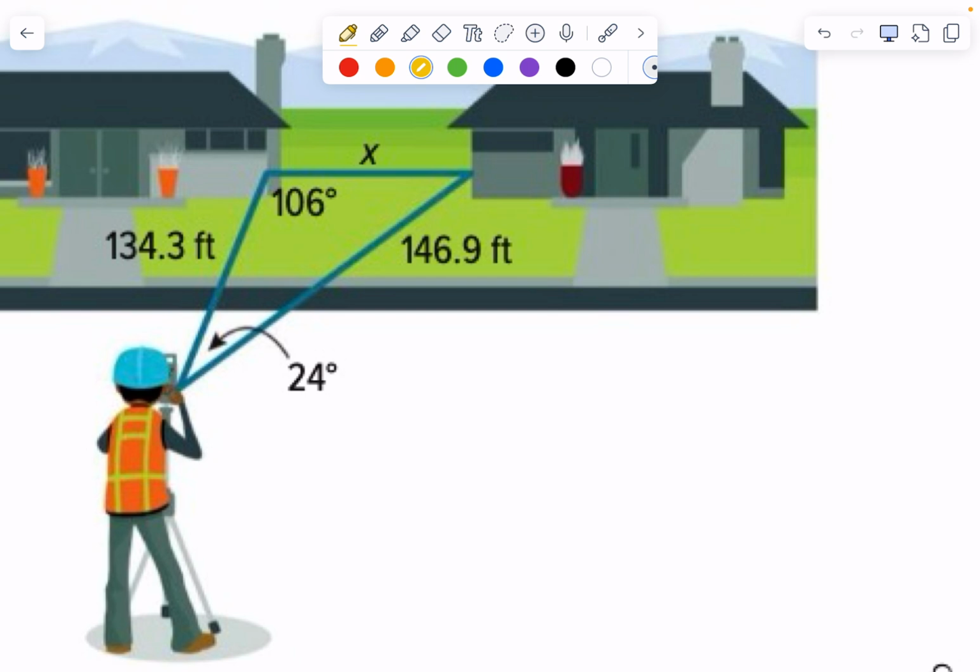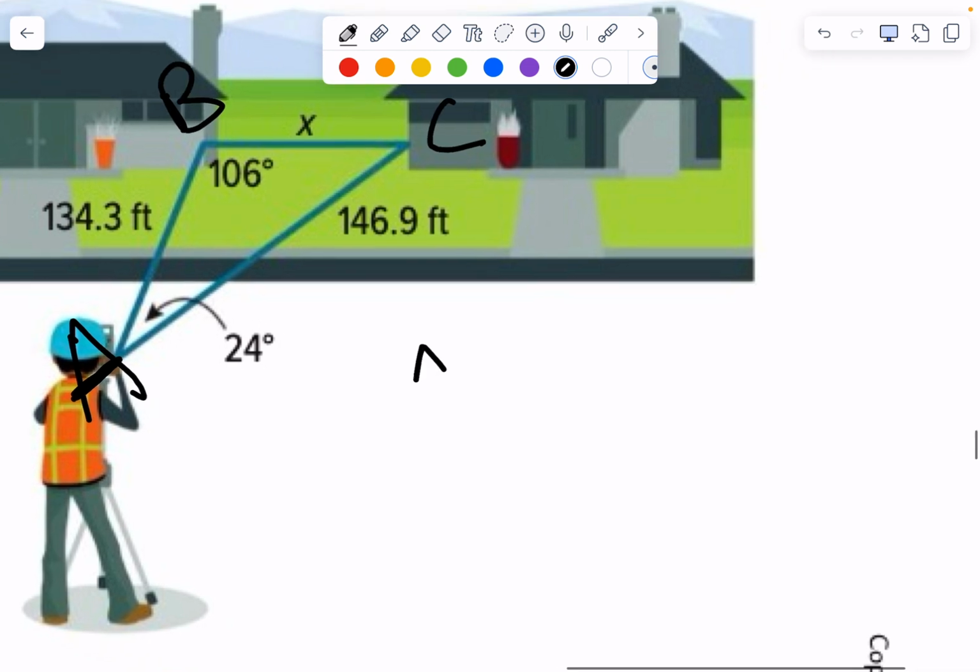Okay. They don't have these guys labeled. I'm going to label them. Let's call this guy A right here. Let's call this guy B right here. Let's call this C right here. Okay. So A, B, C.